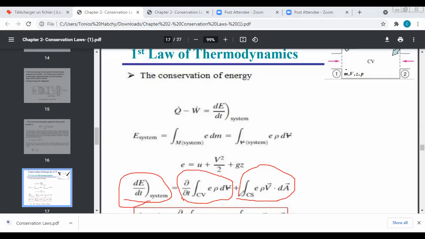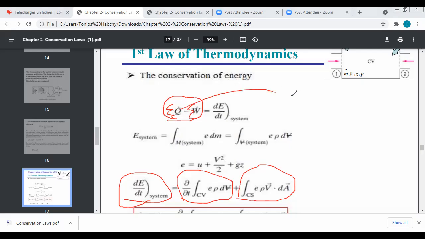Okay, so first, if we do the interpretation of dE by dt for a system, you know that the energy variation for a system can happen in two main ways: in the form of heat or in the form of work. So dE by dt of a system can be written as the summation of Q dot minus the summation of W dot. And what do we mean by this?